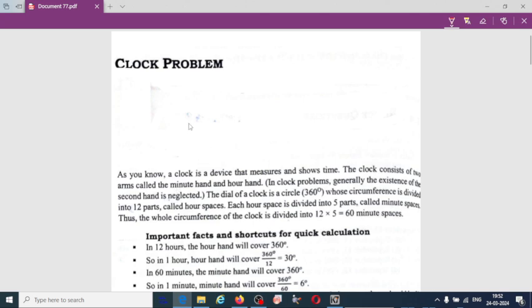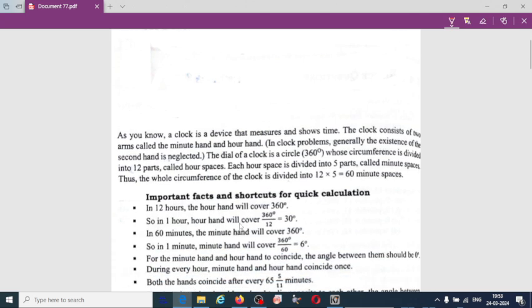In many of the competitive exams for the General Aptitude paper, the clock related problems have been asked many times. So before going to solve any of the problems related to clock, you must know some facts and shortcuts for quick calculation so that you can save the time.